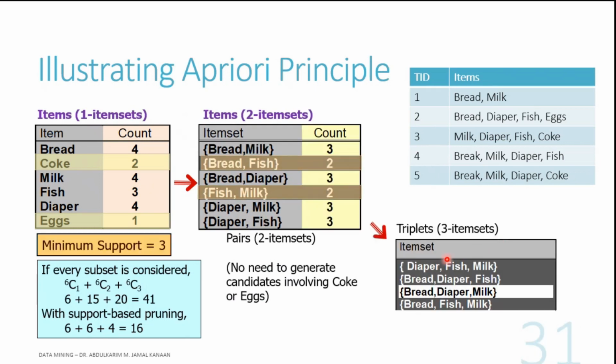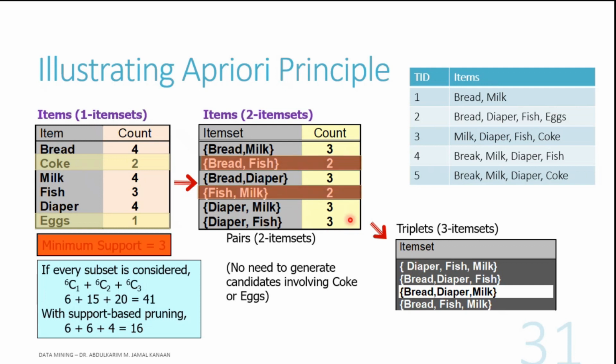Okay, so now looking into this one, which one should we prune? Candidate pruning, diaper, fish, milk. You need to find any item set that has bread fish or fish milk. So the first one has fish milk, right? So it should be pruned. Take it out immediately. Fish milk. And then anything else that has fish milk? The last one has fish milk because they have a subset which is infrequent.